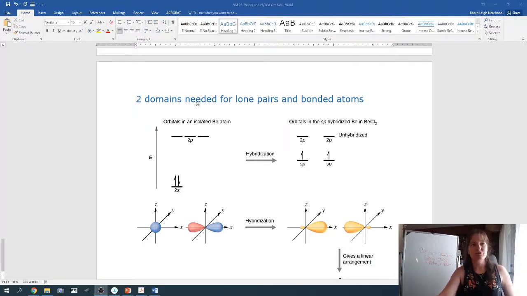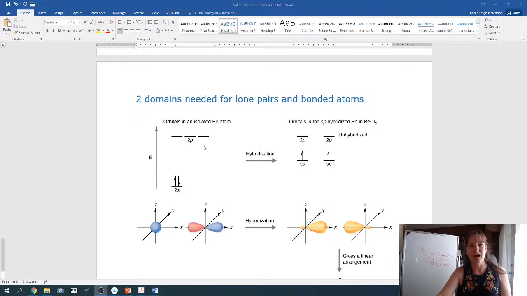So if you need 2 domains for an atom, you count lone pairs and bonded atoms on a structure in just one atom. If there are just 2 atoms bonded to that, then it just needs 2 domains. And so in a structure you would have s and p orbitals. This is just normal atomic.